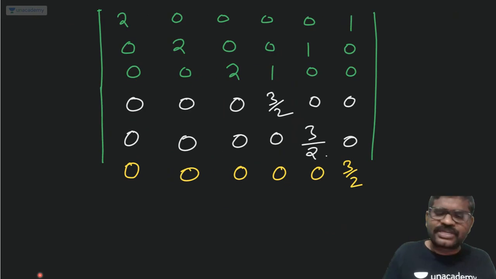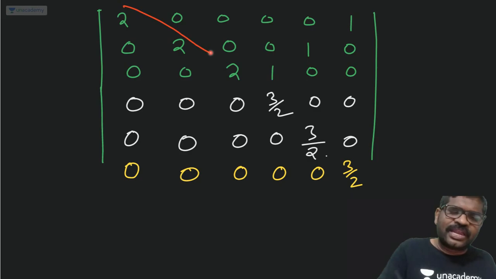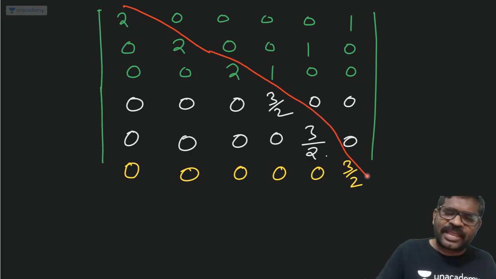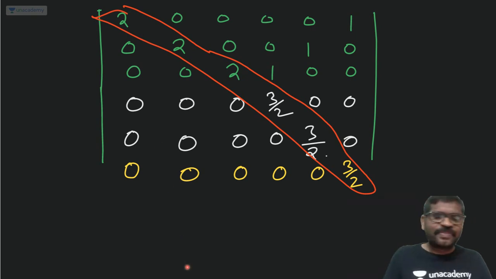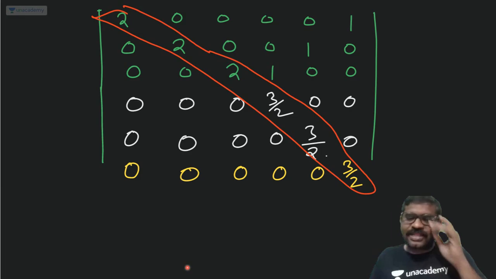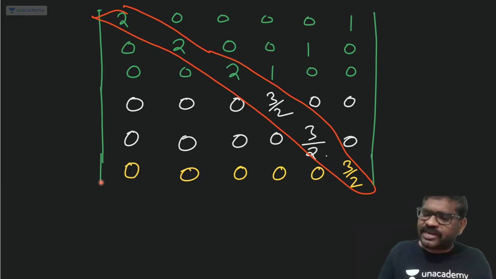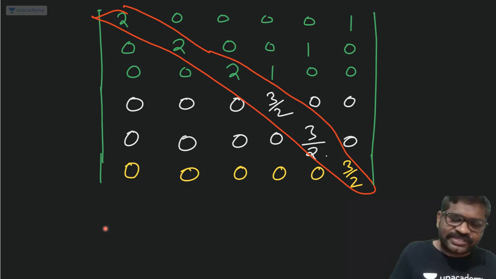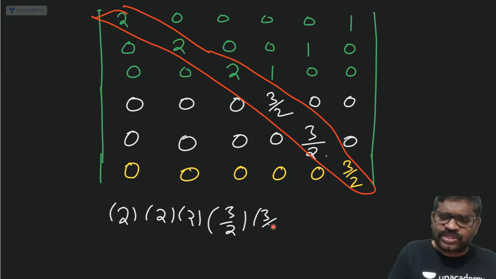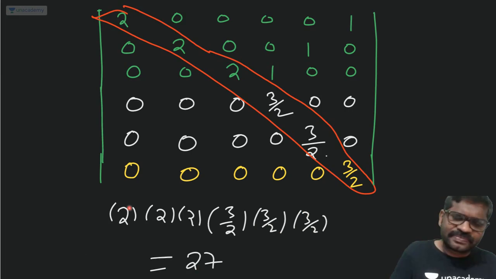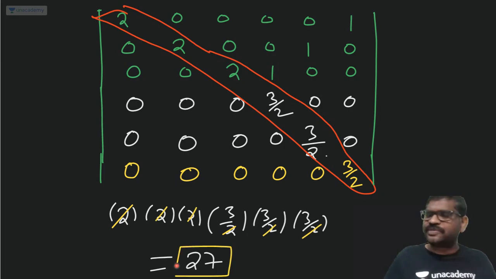Now you got a triangular matrix. All the elements below the principal diagonal elements are 0. That's why we have one property: the determinant value of a triangular matrix is the product of its leading diagonal elements. That's why you multiply 2, 2, 2, 3 by 2, 3 by 2, 3 by 2. After cancellation, you got 27. So the final answer is 27.